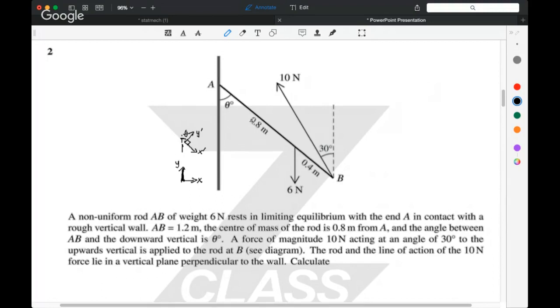So as usual, the best set of coordinates is along the rod for this first question. But we're given the angle that the rod makes with the vertical and the angle that the 10 newtons makes with the vertical. So we don't have the angle that the 10 newtons makes with the rod.